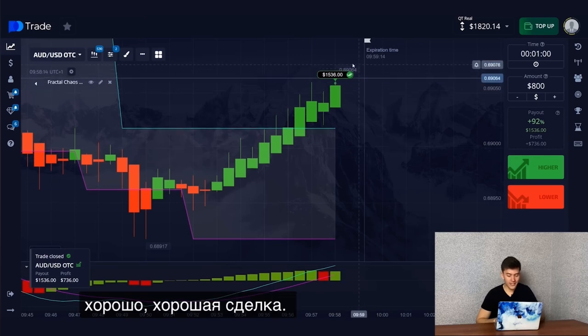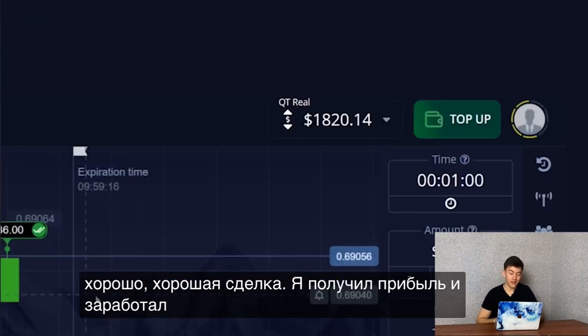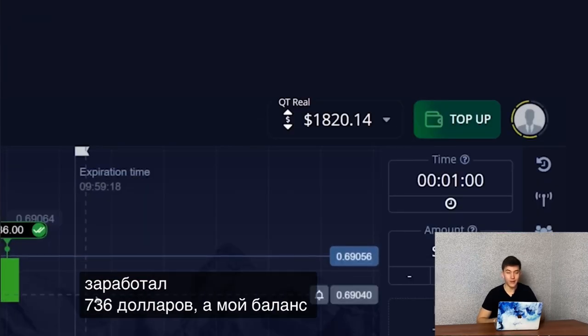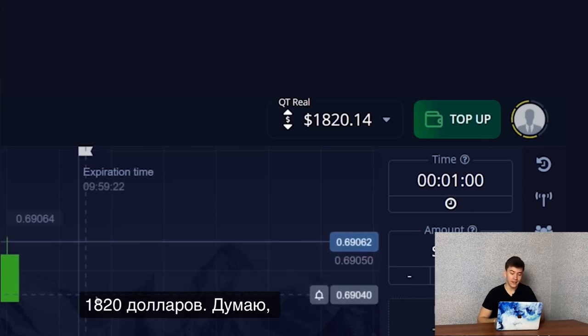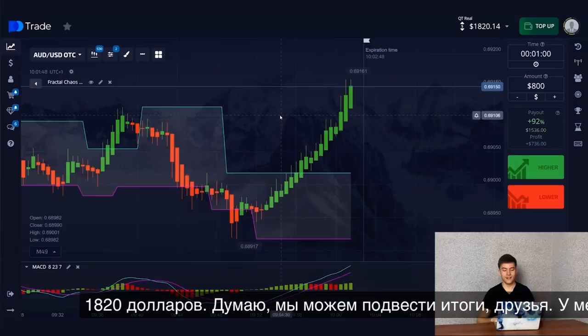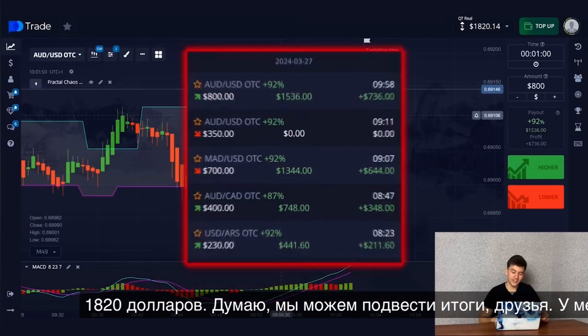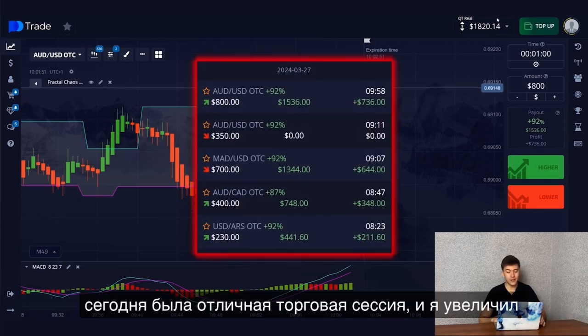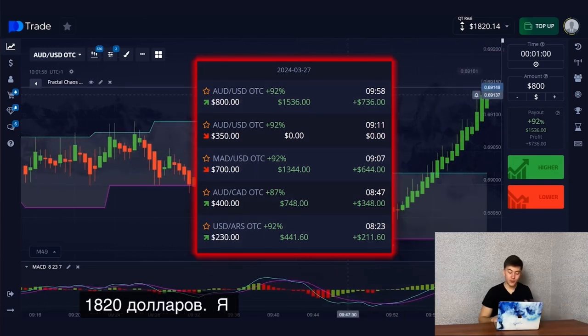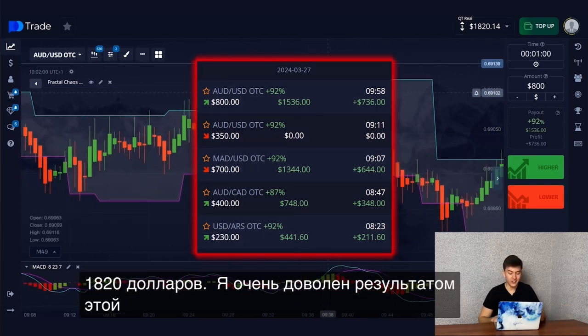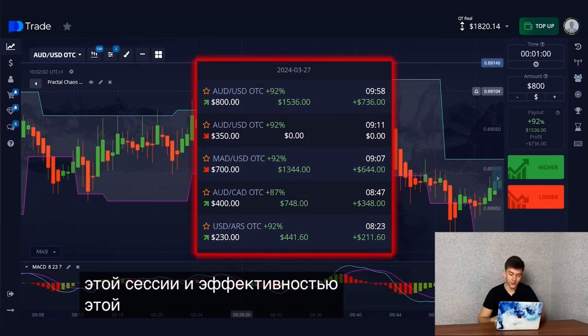Okay, good trade. I made a profit and earned $736 and my balance is already $1,820. I think we can sum it up. Friends, I've had an excellent trading session today and I increased my balance from $230 to $1,820. I'm super happy with the result of this session and the performance of this strategy.